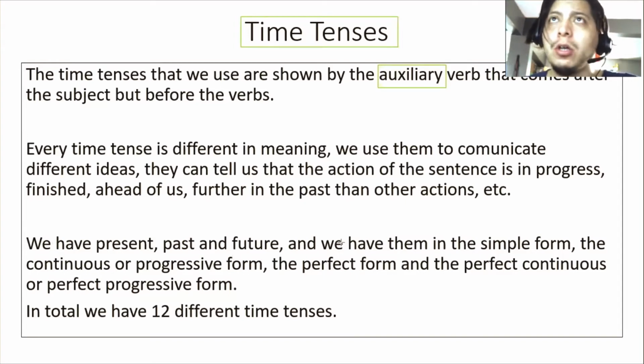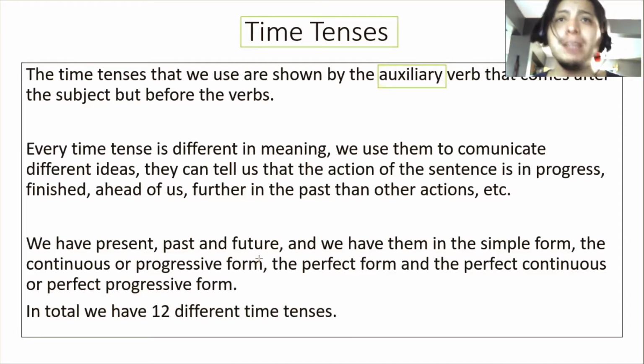So there are reasons to choose to use the simple present instead of the simple past, the past continuous, the present perfect. I mean, we have multiple different reasons to change them. We're going to be checking each one of them. We have present, past, and future. And we have them in the simple form, the continuous form, or progressive form, the perfect form, and the perfect continuous or perfect progressive form. In total, we have 12 different time tenses, okay? So this is important. We have 12 time tenses. We have the present, the past, and the future, but we have simple present, simple past, and simple future. Those are three: simple present, simple past, and simple future.